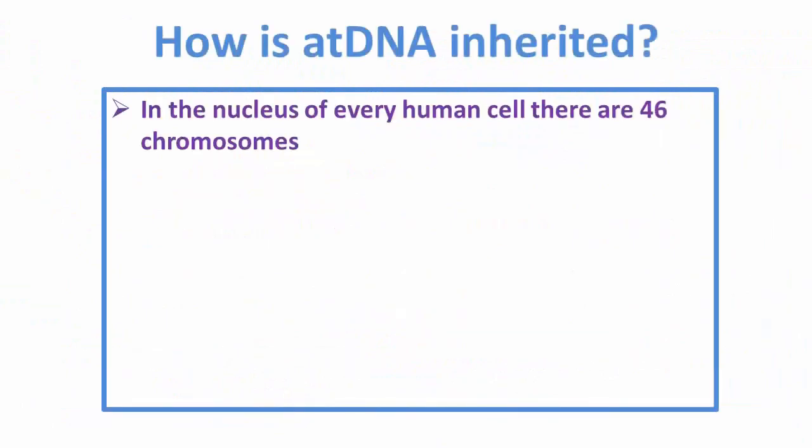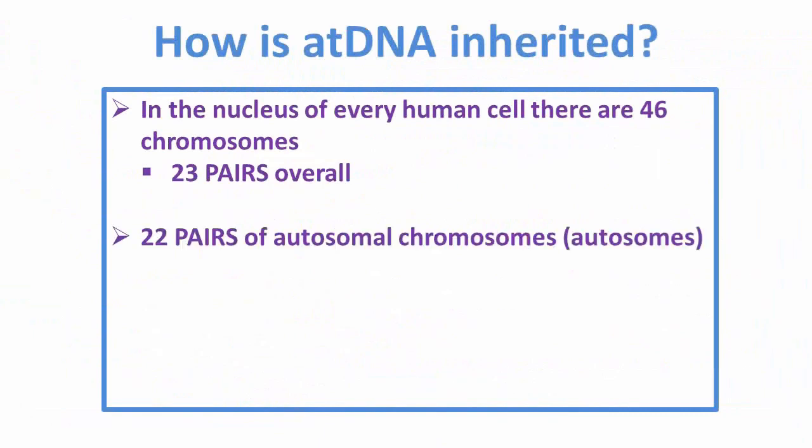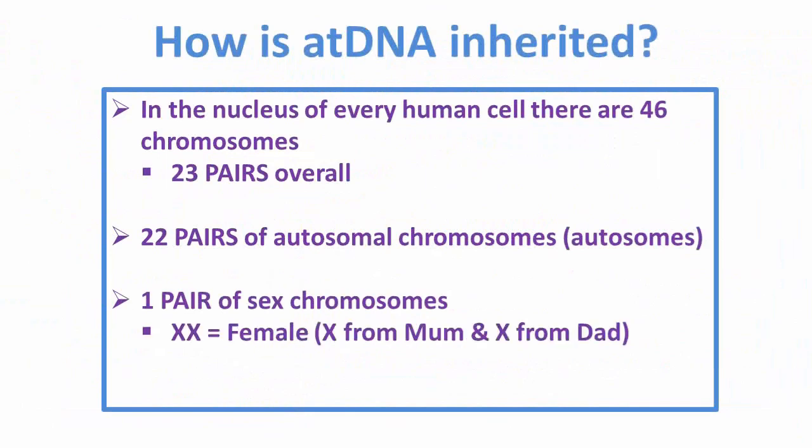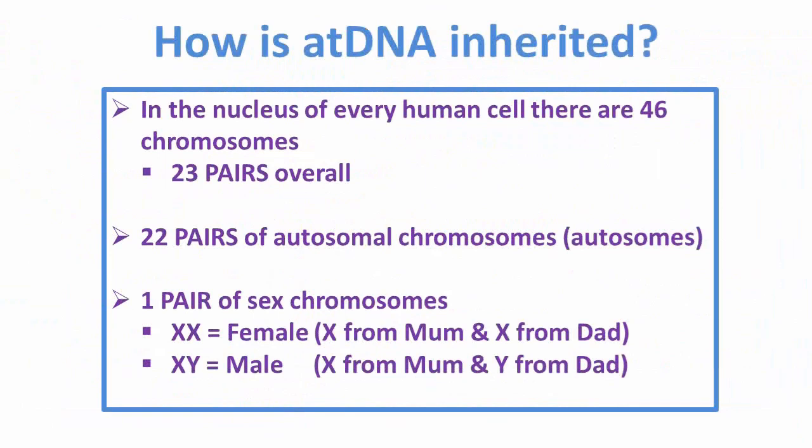In the nucleus of every human cell, there are 46 chromosomes. These are the building blocks of our DNA, and there are 23 pairs overall. That's what they break down into. And I'm going to emphasize the fact that they come in pairs because it's a very important concept to get your head around. We each have 22 pairs of autosomes, or autosomal chromosomes, hence the name of the test, and 1 pair of sex or gender defining chromosomes. And that's the X and the Y.